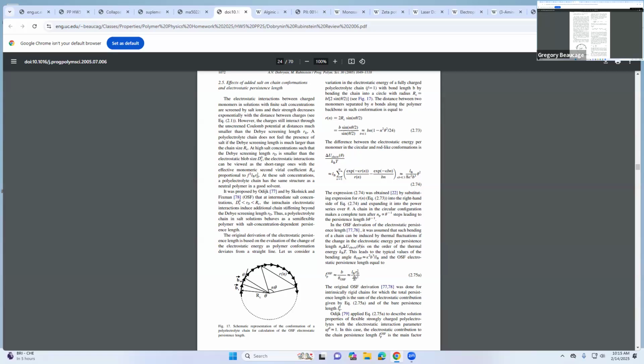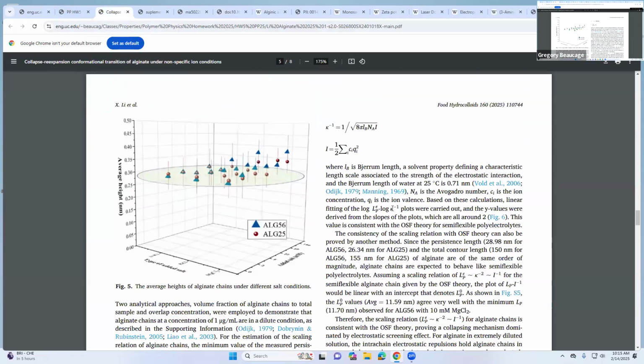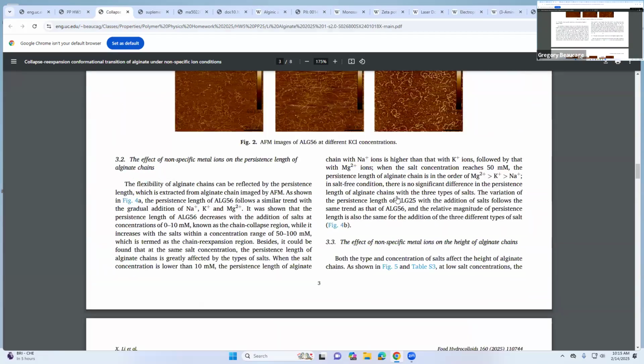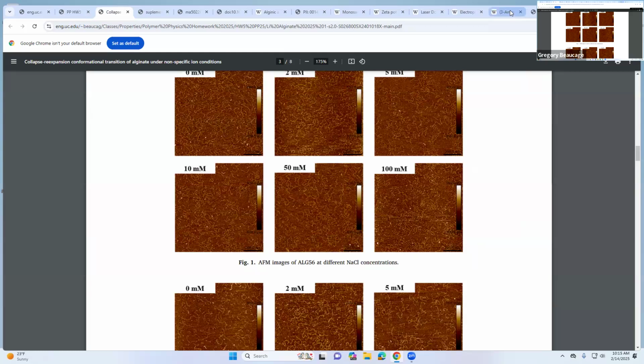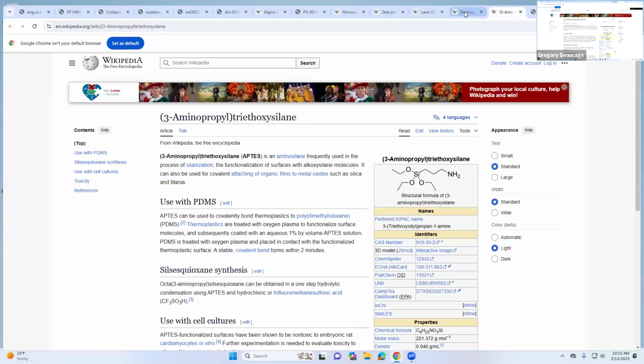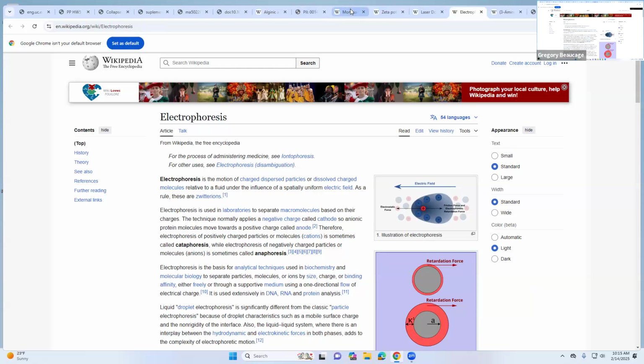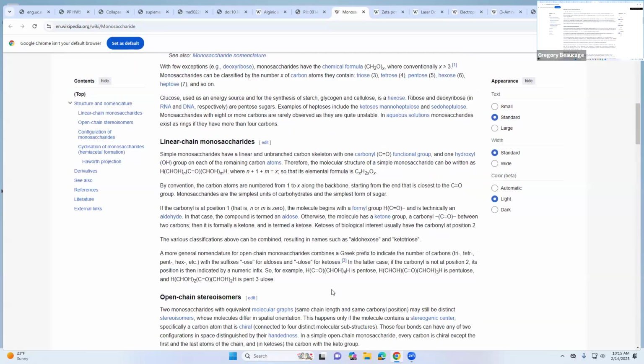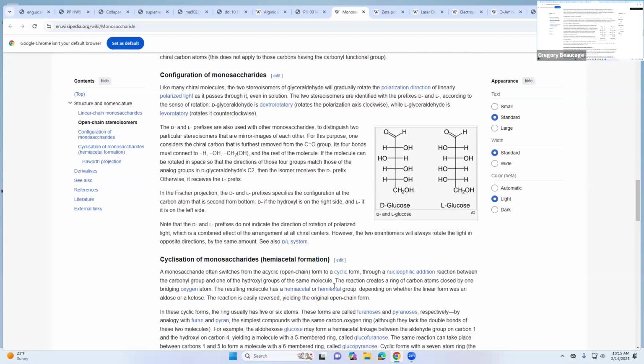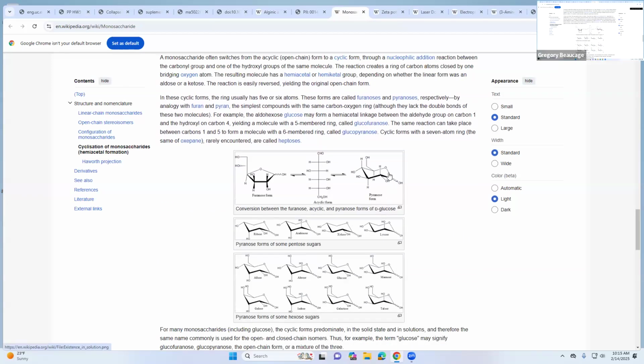B is the charge spacing, which he knows. So this thing, alginate, is a polysaccharide. Monosaccharides are sugars, like glucose. It's usually a 6-membered ring, like this, and it can have boat or chair conformation. This is the chair that they're showing. So this is actually glucose.